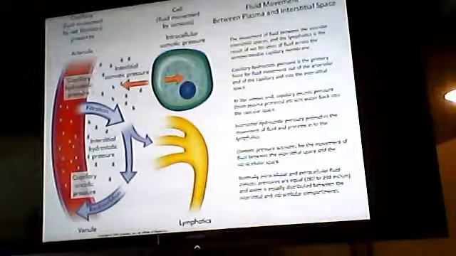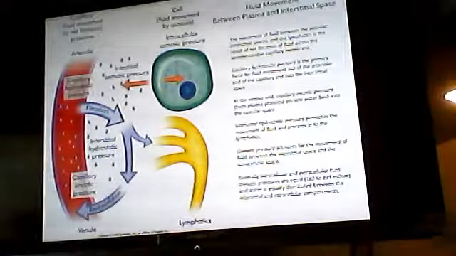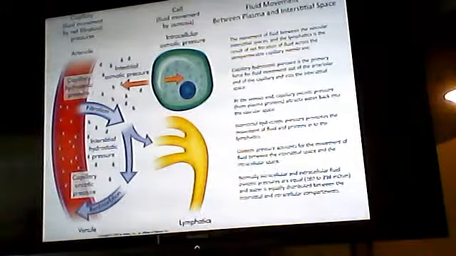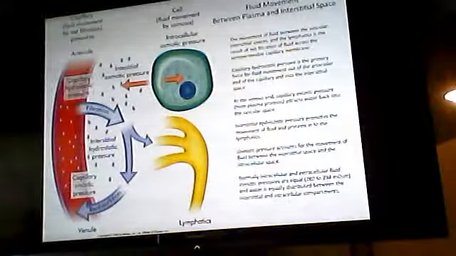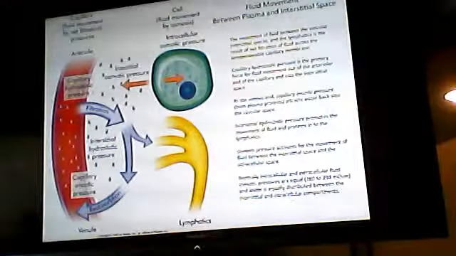So this concept is more of a big picture idea: when you have higher pressure on one end, fluid goes to areas of low pressure. If you have higher pushing pressure, you obviously push out. And if you have higher pulling pressure, you reabsorb, okay?